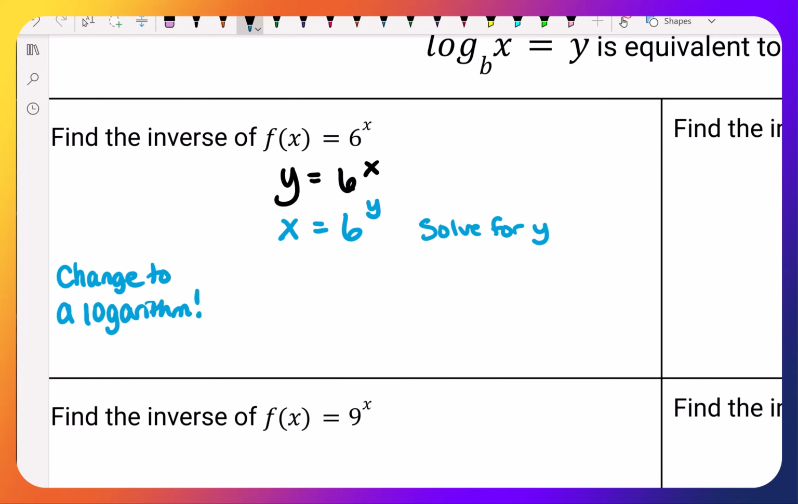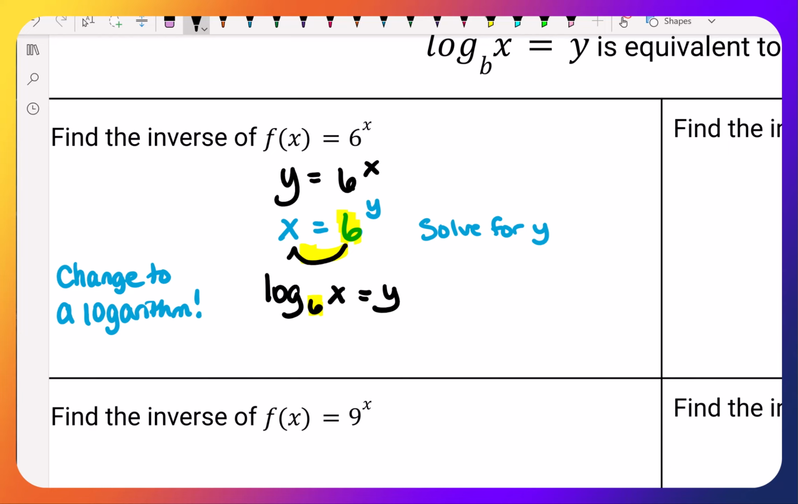Okay, now if you can't remember to do that, remember that this is your base. So as you write your log, you're going to say log base 6, and it's always going to be 6 of this x right here. So you're going to work in that circular motion. So 6 of x equals y. Did I just solve for y? I did. And all I had to do was just rearrange it.